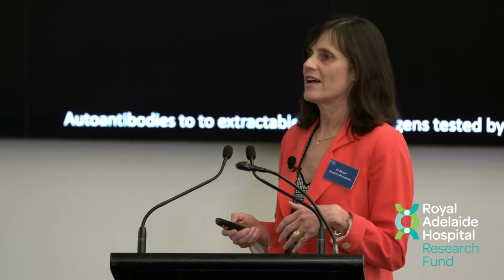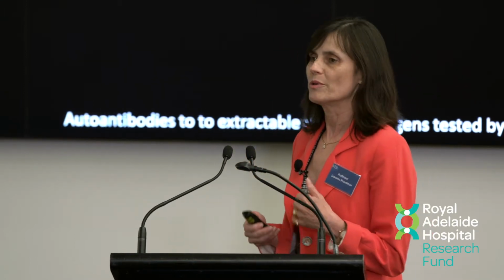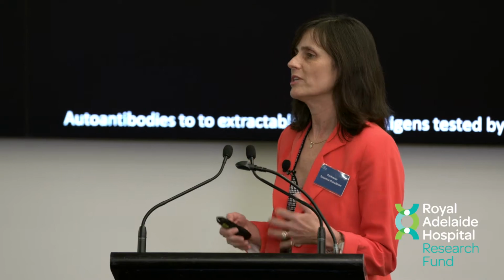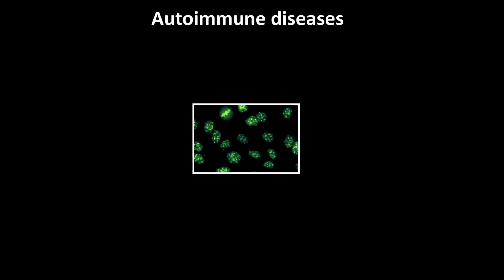Most of them are characterised by the production of what we call autoantibodies. They're antibodies mostly directed to the nuclei of cells, and you can see these little cells with nuclei all lighting up. These are anti-nuclear antibodies, and they're present in most connective tissue diseases.